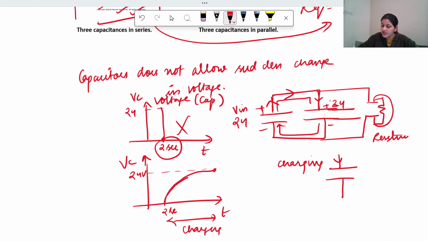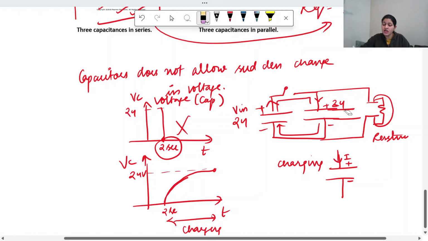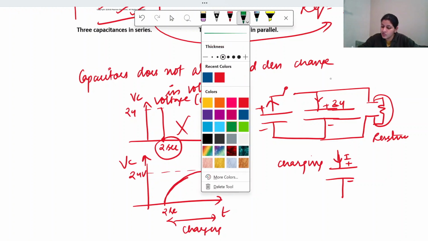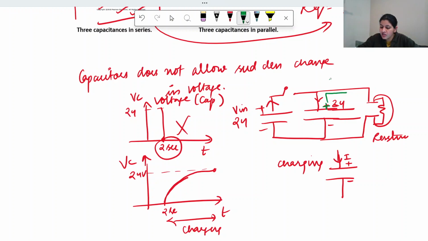While charging, you can see that this was positive, this was negative, and the current direction was like this. But in discharging, now this is complete 24 volts, and let's say I disconnect this voltage source from the capacitor. Now the capacitor is going to work as an isolated, independent voltage source, and it is going to light this bulb via this route. Current goes from the positive terminal to this resistor, and then comes back to this negative, this way. So now you can see that the current direction is reversed. In case of discharging, the current direction is reversed.